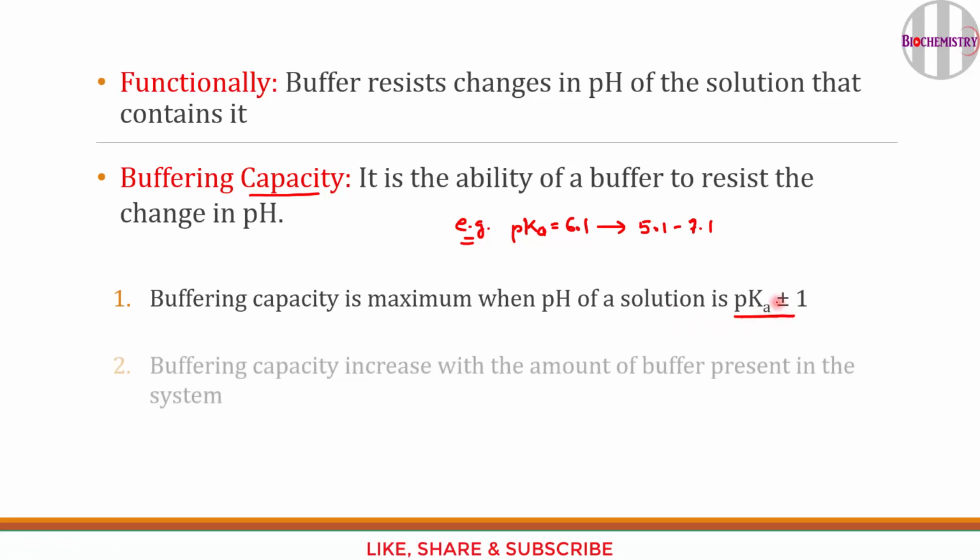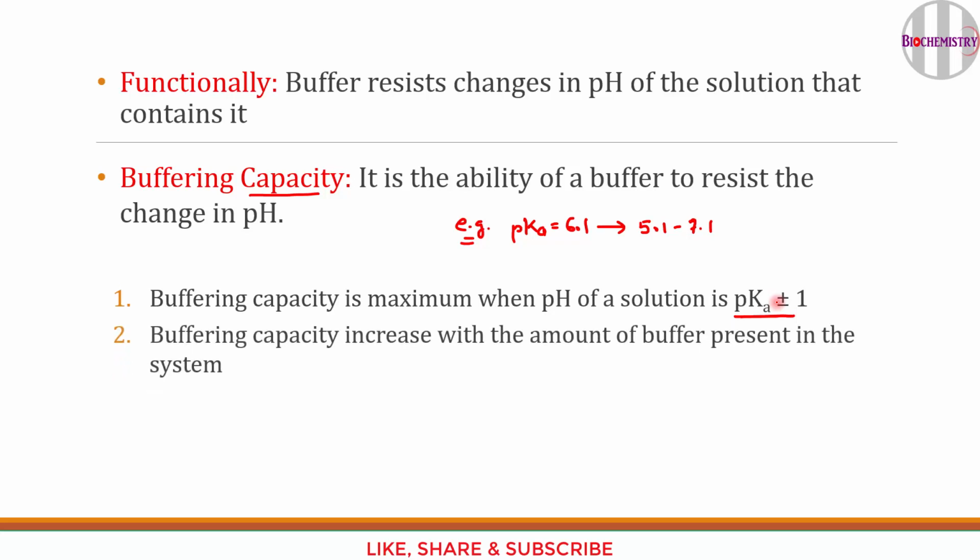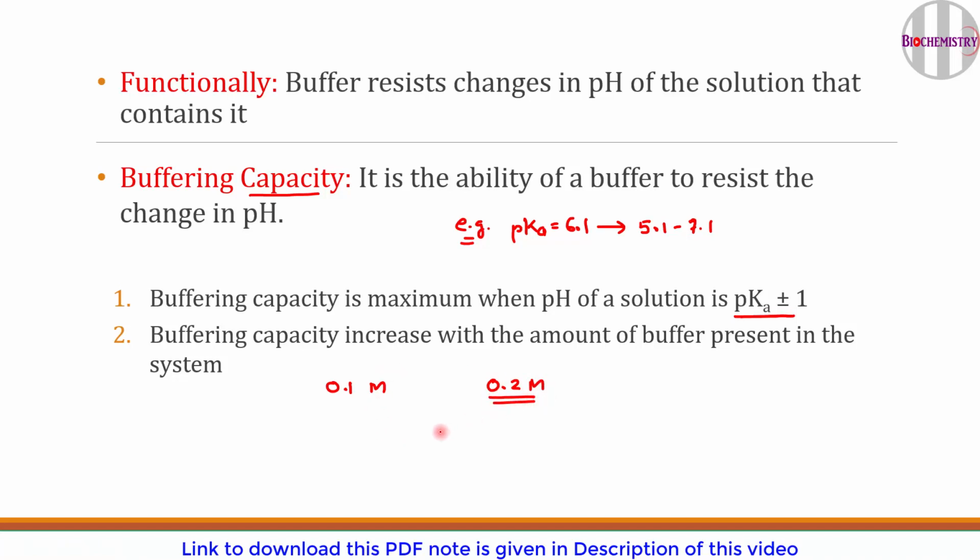The second important determinant factor is the concentration of the buffer. So buffering capacity increases with the amount of buffer present in the system. Suppose you have two buffers. One buffer is 0.1 molar bicarbonate buffer and the other is 0.2 molar bicarbonate buffer. So here the concentration of buffer is more, so this buffer will be more effective than this. If we have 0.3 molar bicarbonate buffer, then 0.3 molar will be more effective than this 0.2 molar buffer, right?